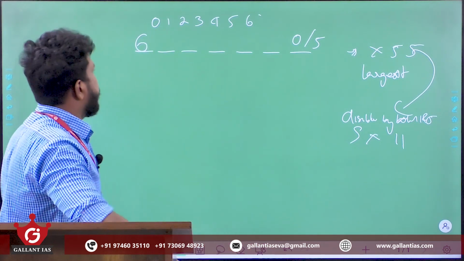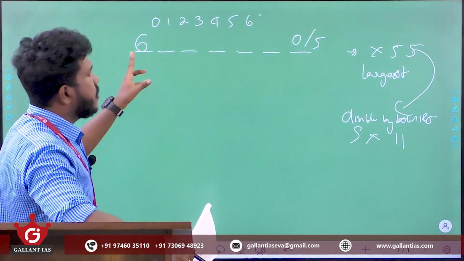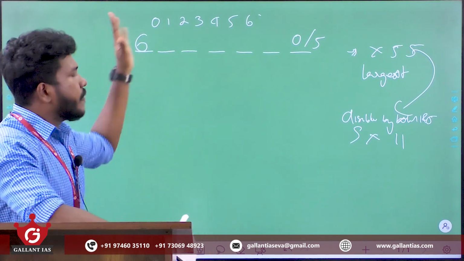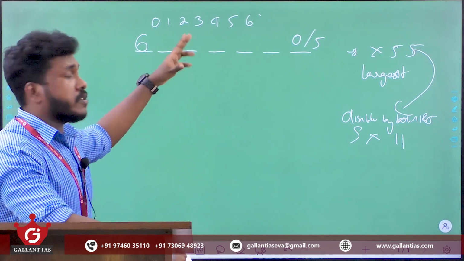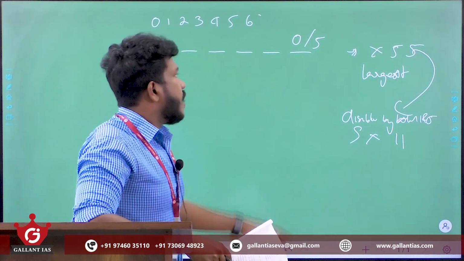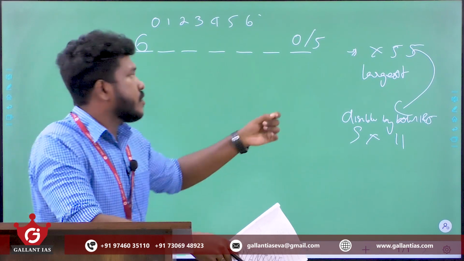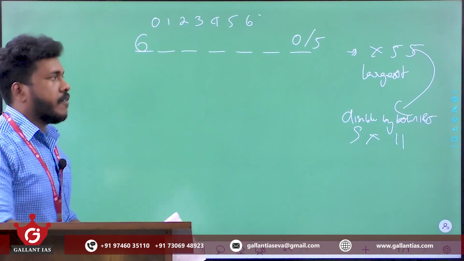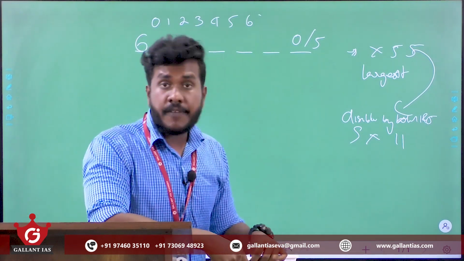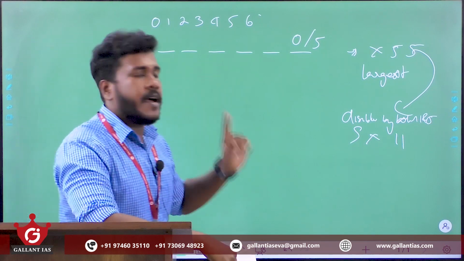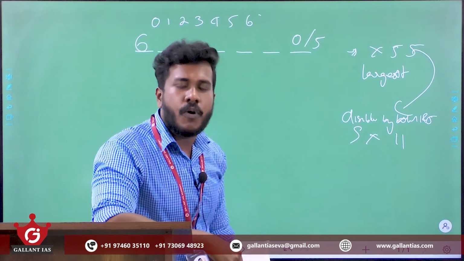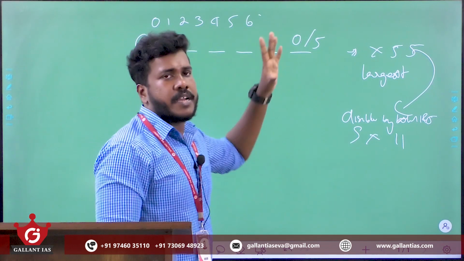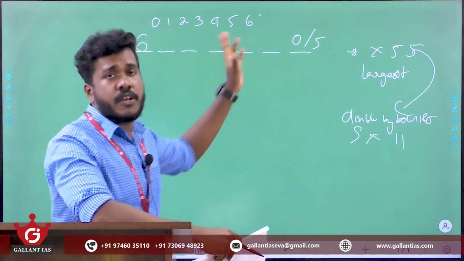Okay. So now you got 2 things from the given clues, right? The starting number should be 6 because it is the largest multiple of 55. And now the ending number should be either 0 or 5, because since it is a multiple of 55, the number should be divisible by both 5 and 11. Since the number should be divisible by 5, it should end with either 0 or 5. So that condition is very important. So we applied the divisibility condition of 5.